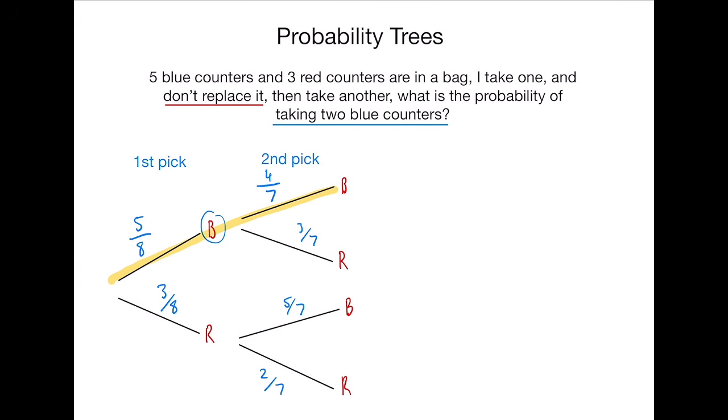When we want to work out the probability of a branch, we multiply. The two things are dependent on each other. So it's the probability of getting a blue and another blue. So we do 5 over 8 multiplied by 4 over 7. 5 times 4 is 20, 7 times 8 is 56. And that is going to be our final probability.